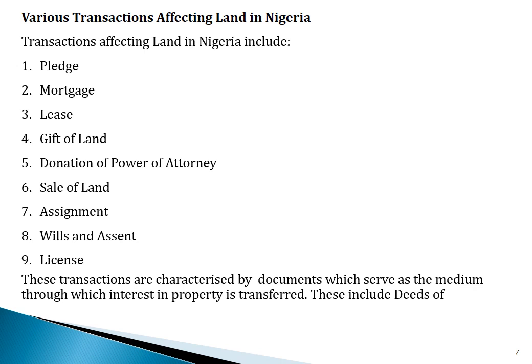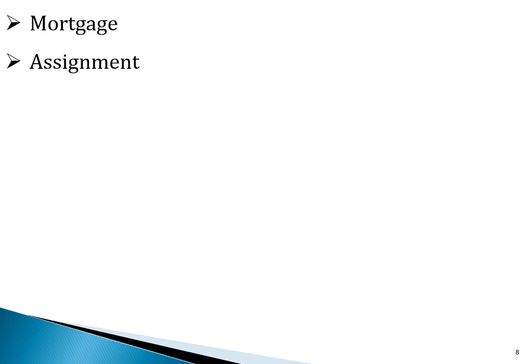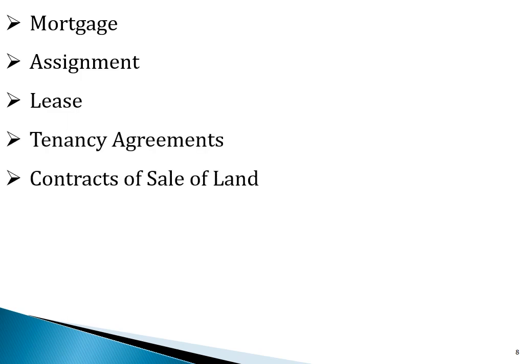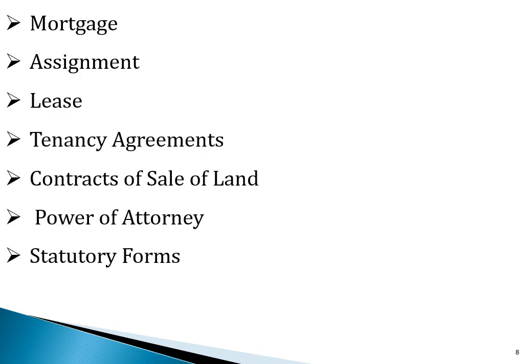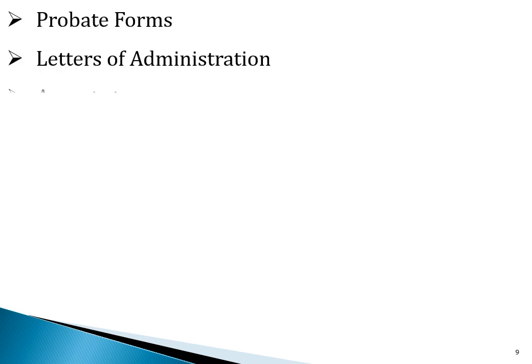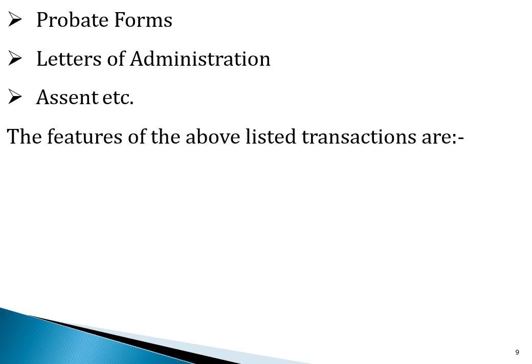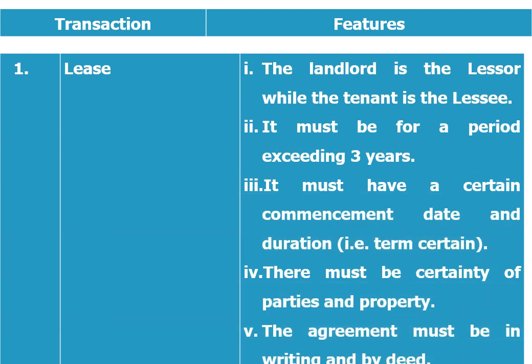These include deeds of mortgage, assignment, lease, tenancy agreements, contract of sale of land, power of attorney, statutory forms, probate forms, letters of administration, assent, etc. The features of the above listed transactions are: Lease. The landlord is the lessor while the tenant is the lessee. It must be for a period exceeding 3 years. It must have a certain commencement date and duration. There must be certainty of parties and property. The agreement must be in writing and by deed.